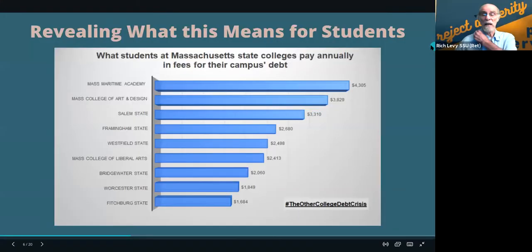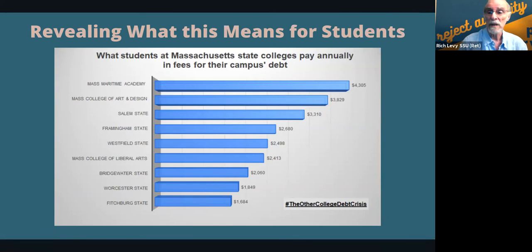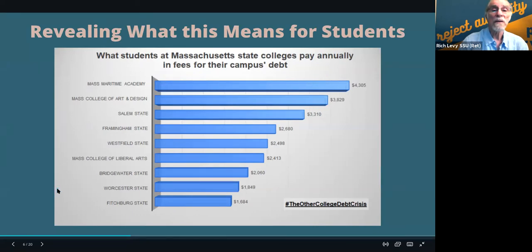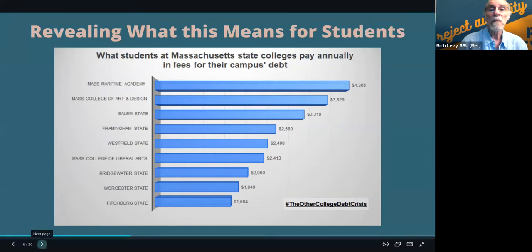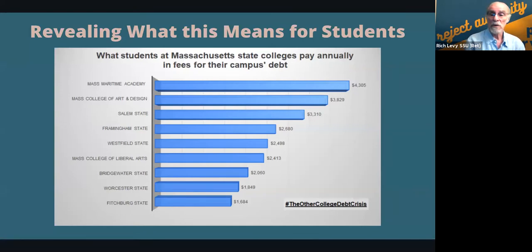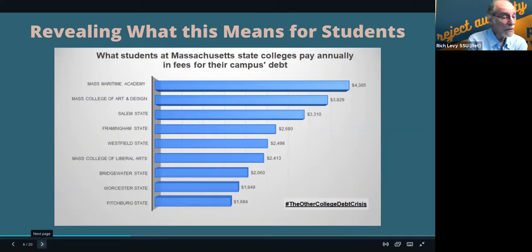Just what that means in concrete numbers was an analysis of the 9 state universities in Massachusetts. This is what a full-time undergraduate pays on average per year. When we started doing this and we found Salem State, the average was $3,310, we were totally blown away. We figured it was miscalculated, but it wasn't. And then we found out that we were only the third worst in the state. So people pay from $4,300 down to $1,600 per student per year. And that's an incredible amount.